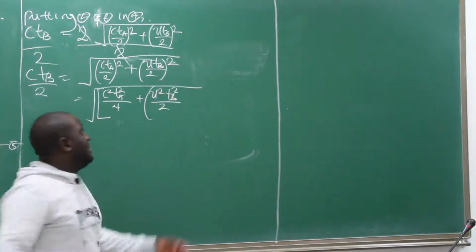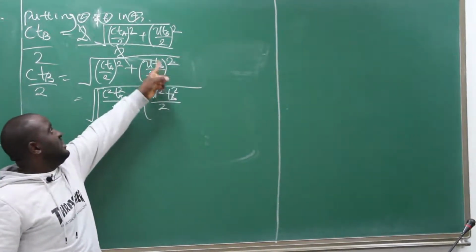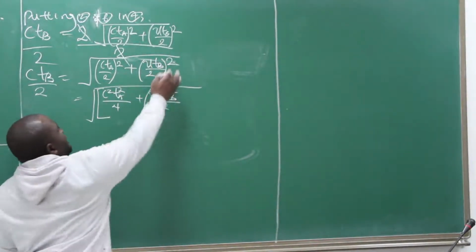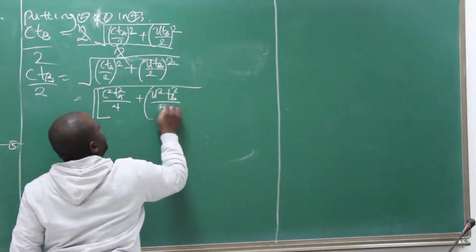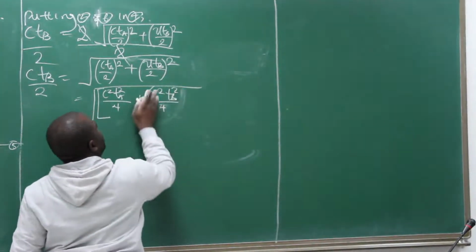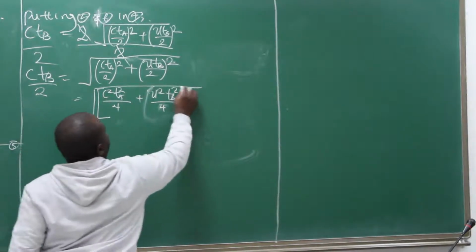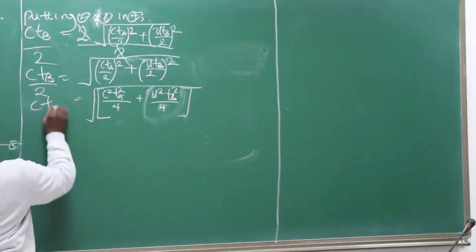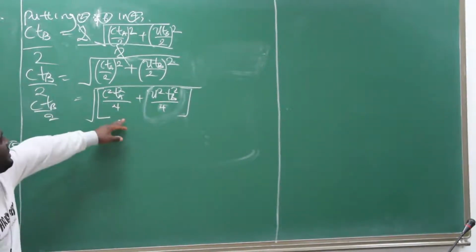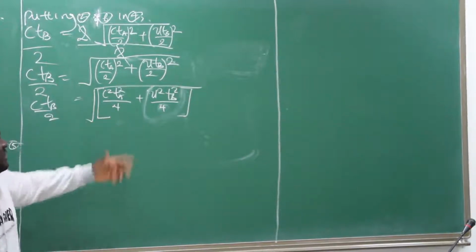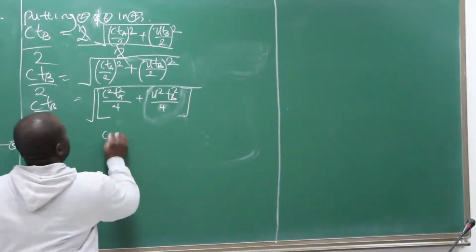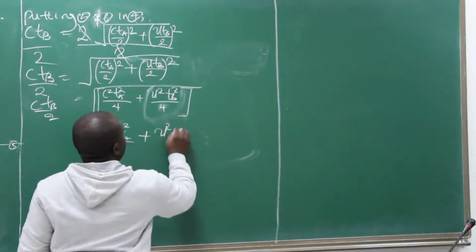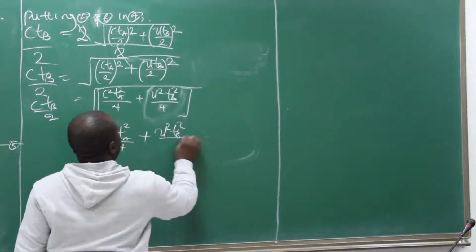Now, remember, this square applies to every single quantity inside. So 2 squared is what? 4. Sorry, let's remove the bracket. Now, let's forget about this. Now we have CTB all over 2. Now, let's forget about this square root sign. Bring this one out and solve it, and let's see. So we have C squared TA squared all over 4 plus U squared TB squared all over 4.